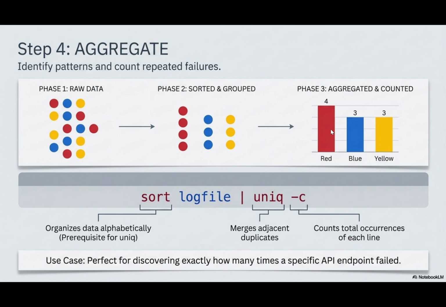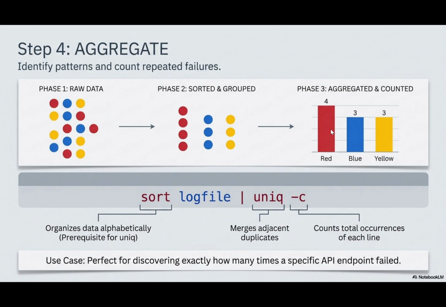And here is the aggregate. Just look into this, and from here we can see the usage of sort and uniq. Phase 1 is the raw data, phase 2 is sorted and grouped, and phase 3 is aggregated and counted. From phase 1 to phase 3, we have kept the raw data, and we have sorted and grouped it in a way that gives better visual clarity. So this command is also helpful in doing the same thing.